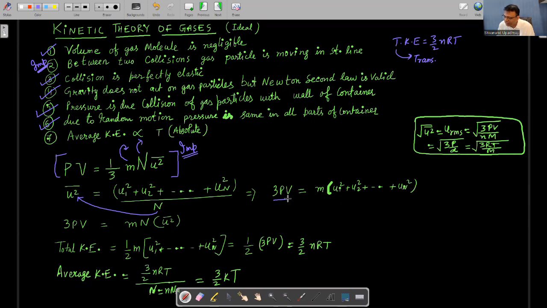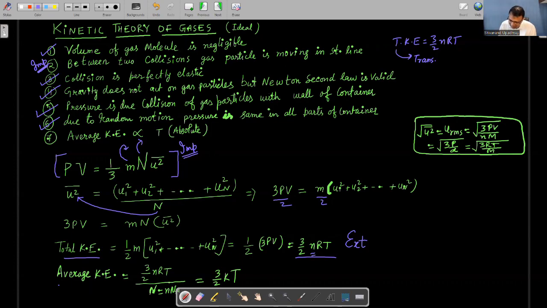If we divide by 2 on both sides, then this is equal to half m u1 square, half m u2 square. So this is total kinetic energy. So total kinetic energy is equal to 3 by 2 times PV, and PV is equal to nRT. So from there we have derived that total kinetic energy is equal to 3 by 2 nRT. And total kinetic energy is extensive variable. It depends on the number of moles of the gas.